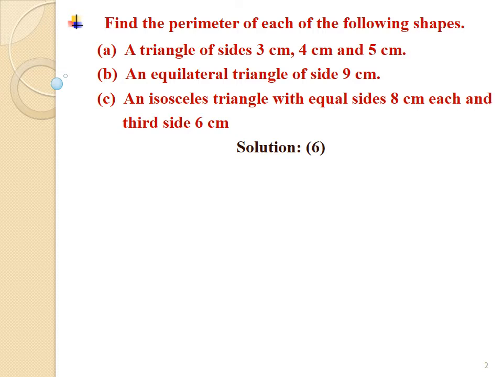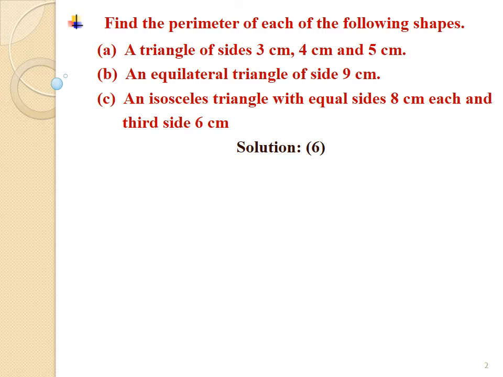Students, we know that perimeter means total length of the boundary of a plane closed figure. Thus, in order to find out the perimeter of a scalene triangle, which is an irregular triangle, we have to add all its 3 sides given to us. Students, in sub-question B, we have to find out the perimeter of an equilateral triangle. And we know that an equilateral triangle is a triangle which has all the 3 sides equal.